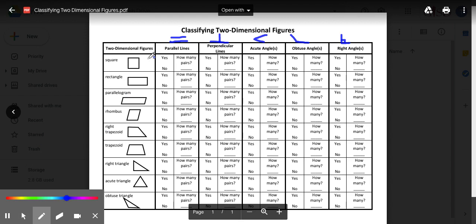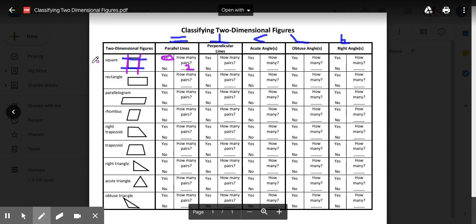So the first shape we're going to look at is a square. The first thing it's asking is, does a square have parallel lines? Well, you can see that I have two lines going across from each other that will never touch. So yes, it has parallel lines. And then it's asking you how many pairs. Well, it has those two, and then it has the ones that go straight down. So there's two pairs of parallel sides. So your answer is yes, and then there's two pairs.